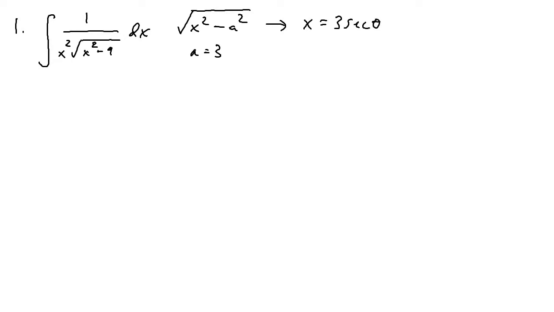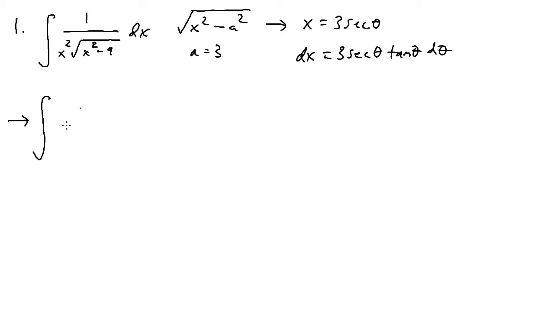Keep in mind that while we need to substitute in x, we also need to find what dx equals. dx is simply the derivative of our x equation. So if x is 3 secant theta, dx is going to be 3, and the derivative of secant theta is secant theta tangent of theta, d theta. Now we can go ahead and substitute into the integral.